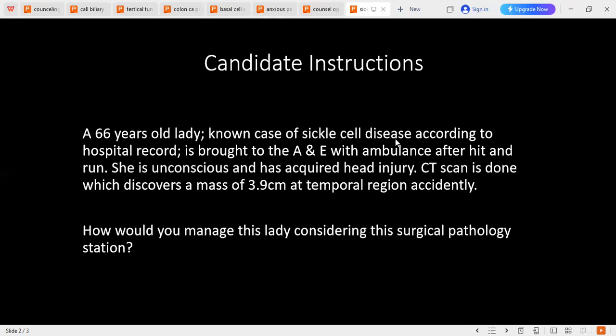Okay, can you name a few primary brain tumors that can occur in elderly patients? There are high-grade space-occupying lesions and low-grade space-occupying lesions. The high-grade space-occupying lesions are glioma and glioblastoma, and low-grade space-occupying lesions are meningioma, acoustic neuroma, neurofibromas, craniopharyngioma.